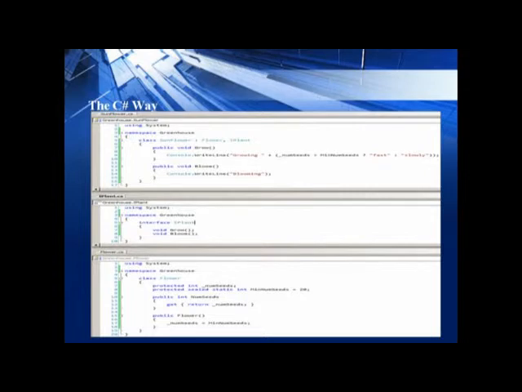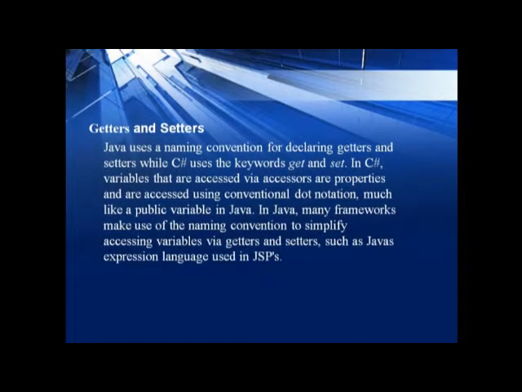Implementing interfaces and extending classes. While Java uses the keywords implements and extends, C# uses the colon to show that a class implements an interface or extends a class. C# syntax doesn't differentiate between the two, whereas Java is strict about which keyword should be used.